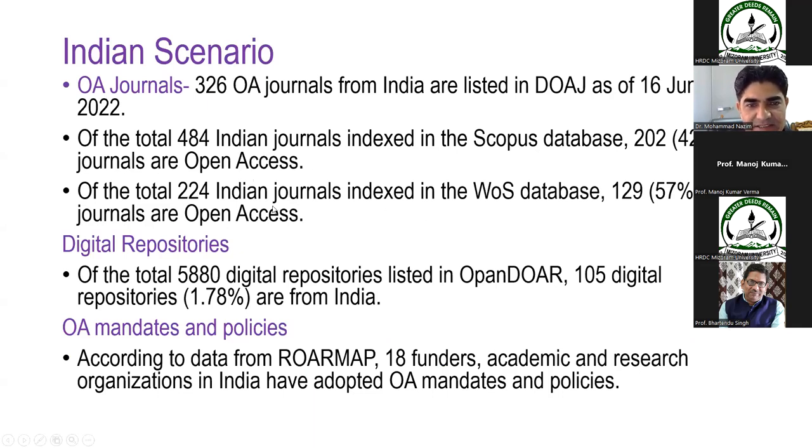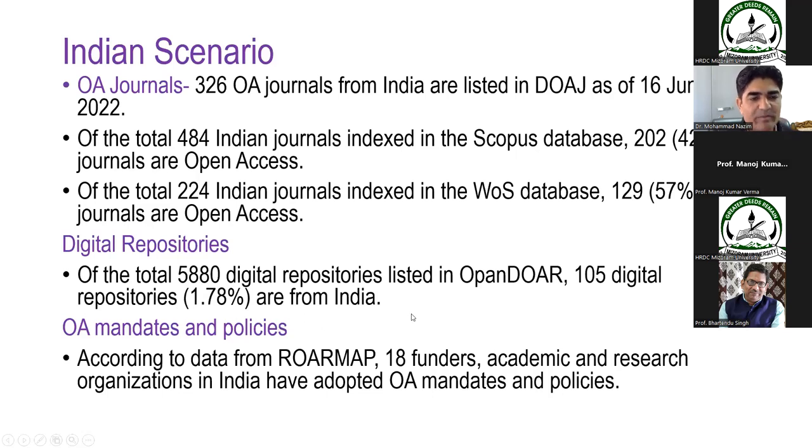Similarly, in Web of Science, 224 journals are indexed from India, out of which 129 journals are open access. If we look at the digital repositories, out of around 6,000 open access repositories in the world, 105 digital repositories are from India, that is 1.78%.